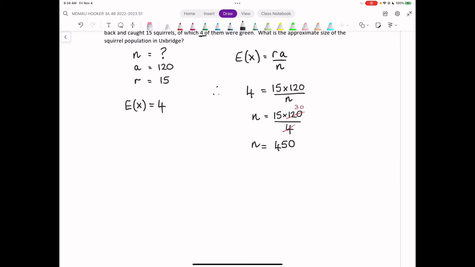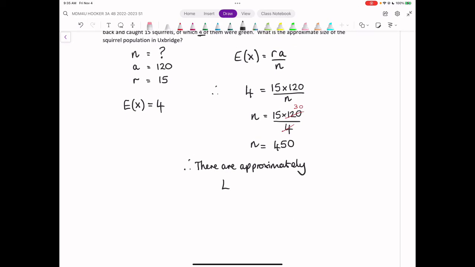All right, so we can therefore say there are approximately, and we're talking about squirrel population here, red ones and green ones, approximately 450 squirrels. Okay, and that is it.